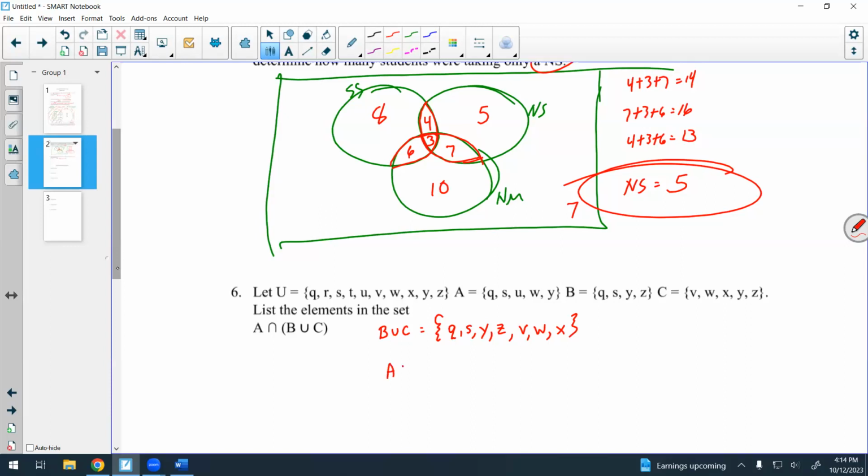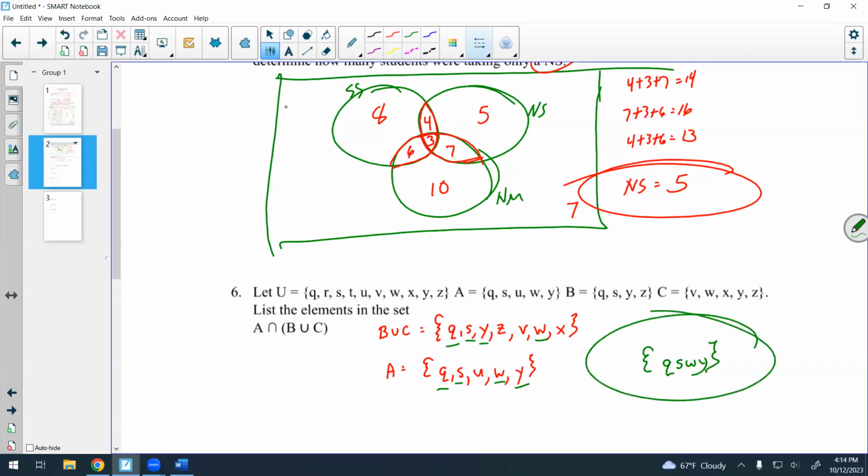And now I want to intersect that with A, which is simply Q, S, U, W, Y. So what I'm looking for is what do they have in common? Well, I have a Q here and a Q here. I have an S here and an S here. I have a W and a W, and I have a Y and a Y. So I'm looking at Q, S, W, Y. Easy, right? Should be an easy test. I'll save the hard one for last.